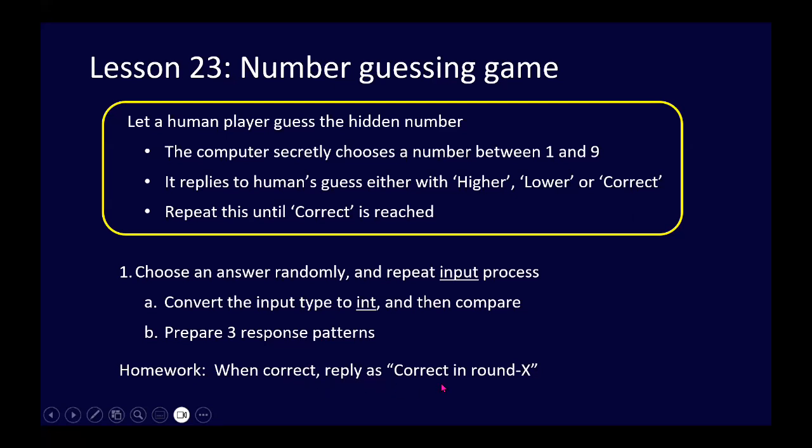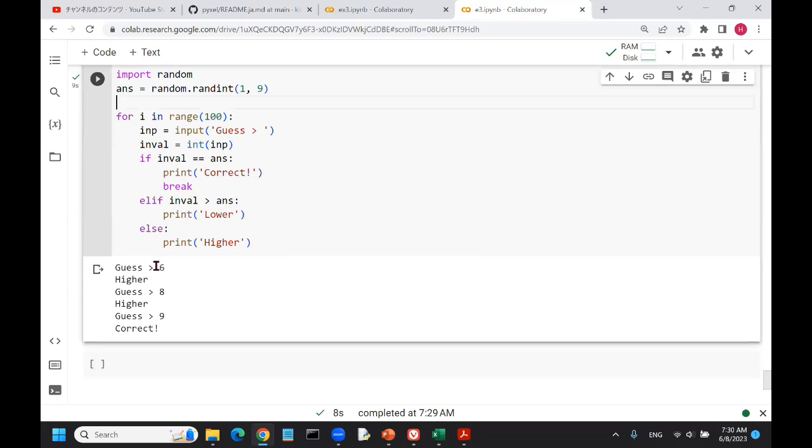So, homework. When correct, reply as "correct in round X". This is the first round, second round, and third round. So print "correct in round 3" this time.